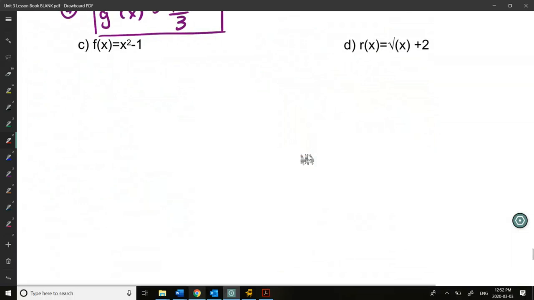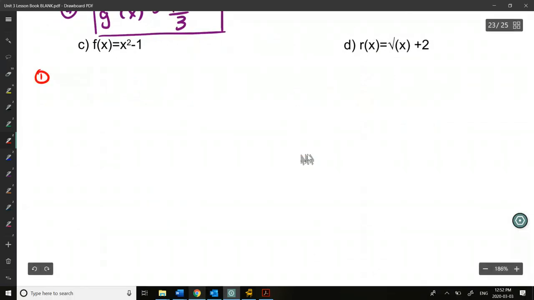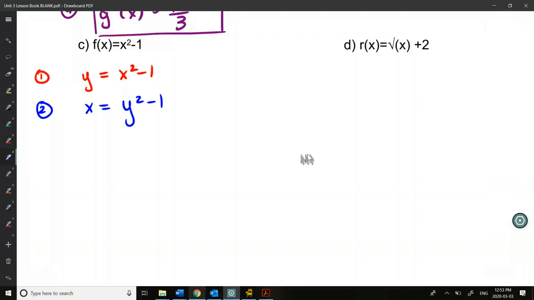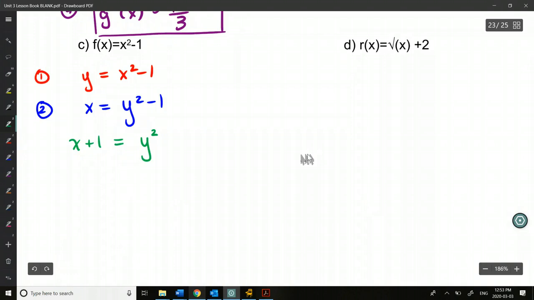I'm going to go through the process here, the steps. So replace with y, swap x's and y's, and now we want to get y by itself. So I'm going to move the 1 over. I'll get x plus 1, and we have y squared.